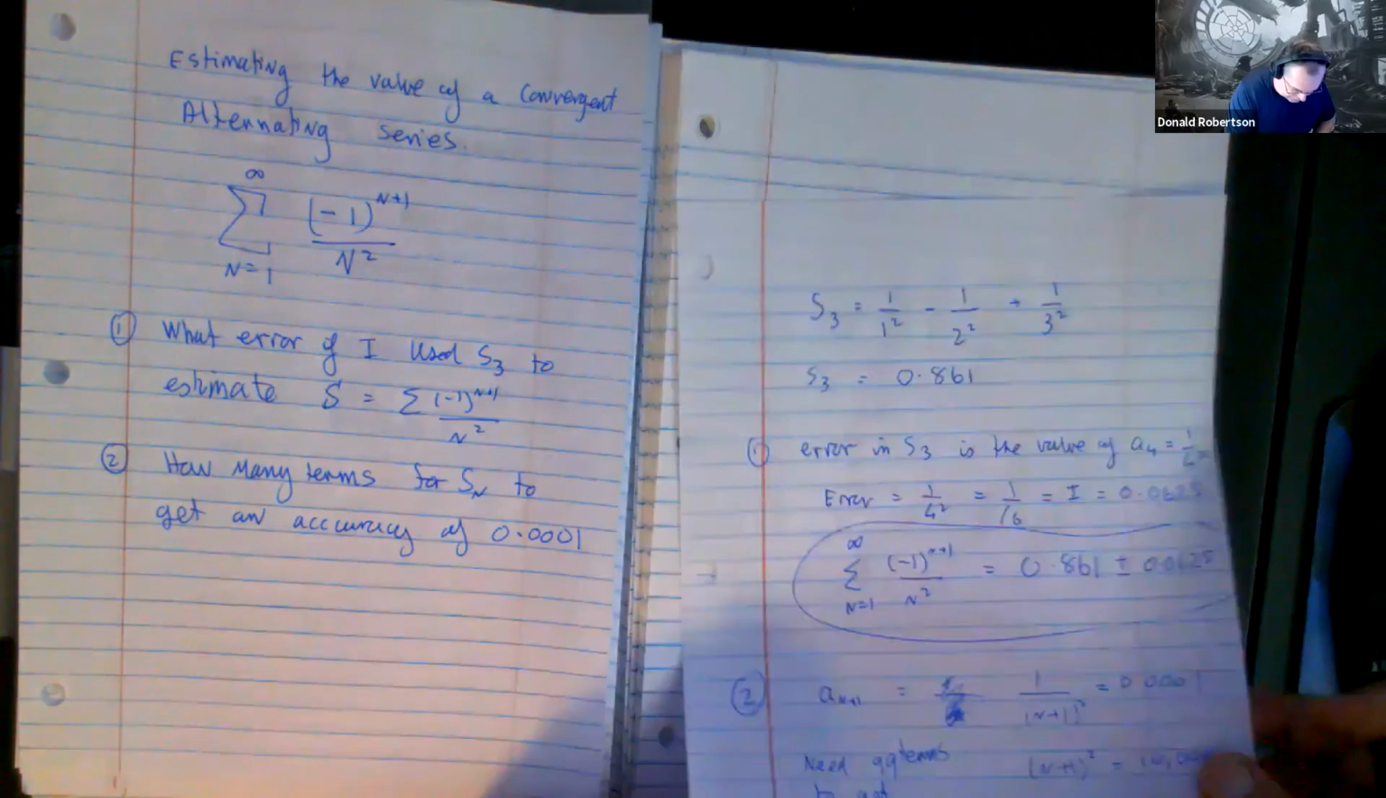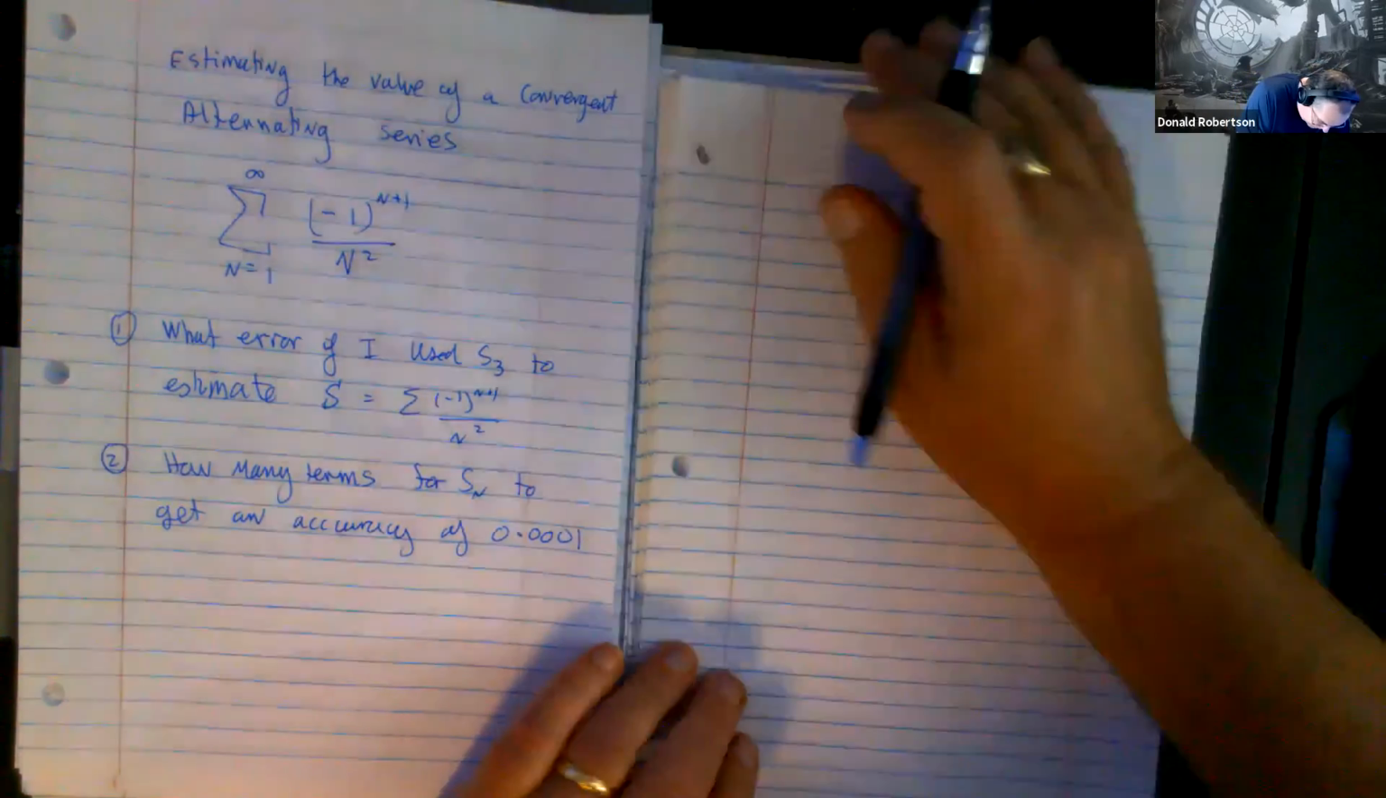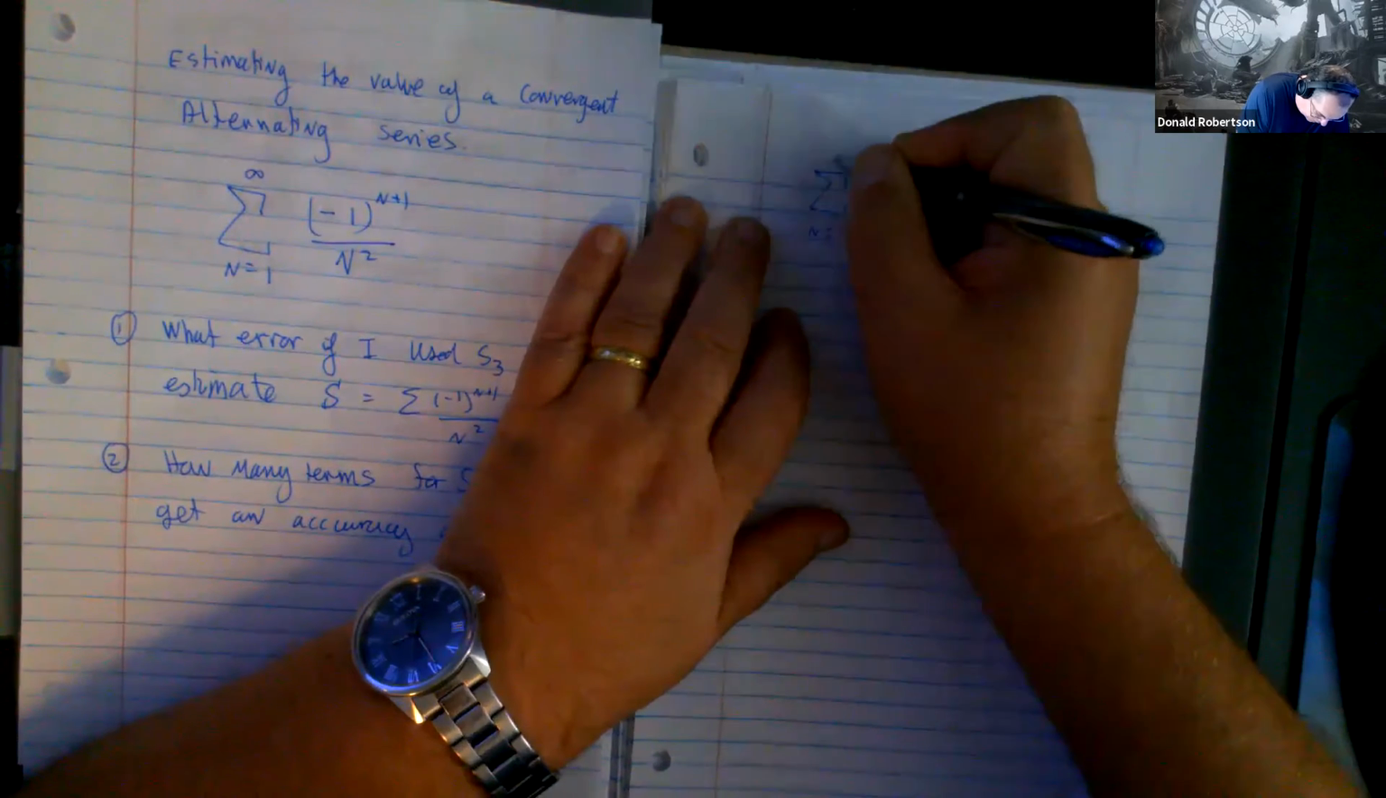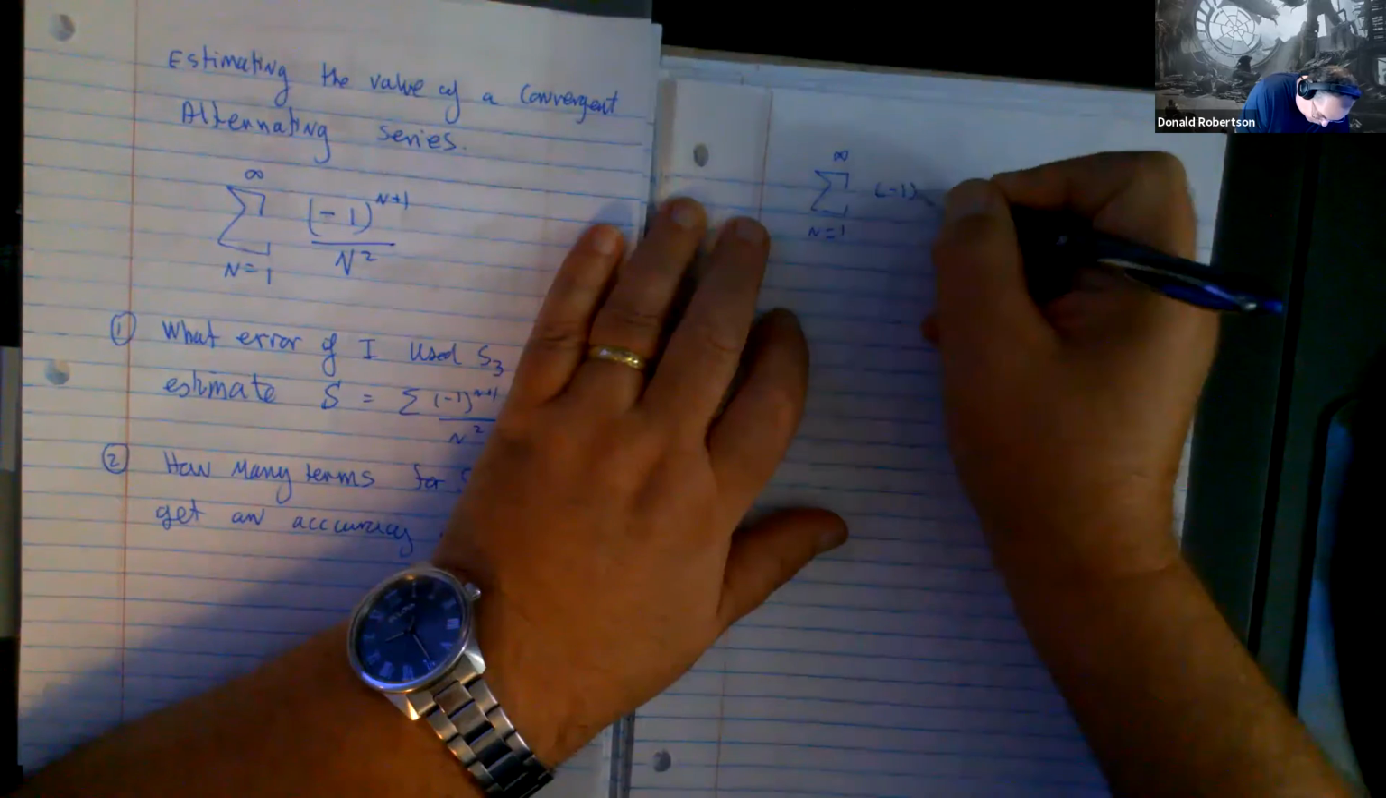One of these. The sum from n equals 1 to infinity. Let's do negative 1 to the n over n to the 4.